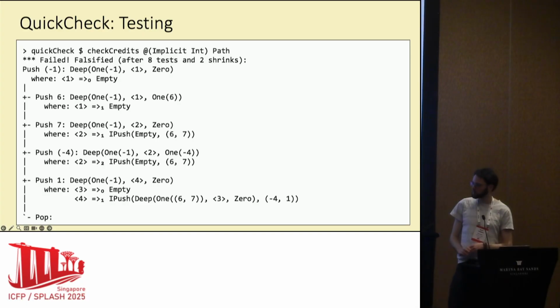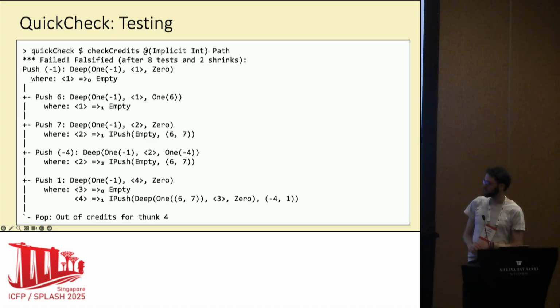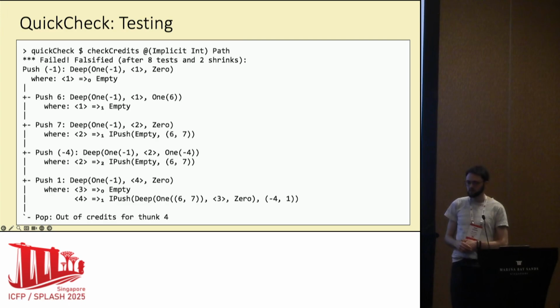At some point, I'll do the pop, and this is where I made the mistake in my implementation. It will say, oh, sorry, I'm out of credits. I tried to evaluate thunk number 4, but I couldn't because there are not enough credits on this thunk. Then you can start thinking about what I probably did wrong. You have an example in front of you and can just draw it on a piece of paper and think about what you're missing.